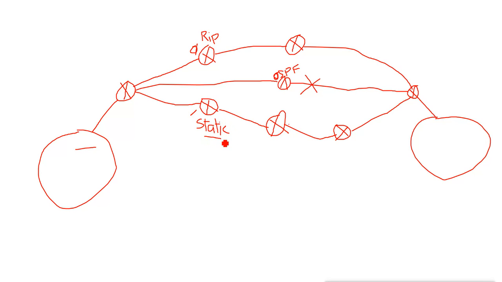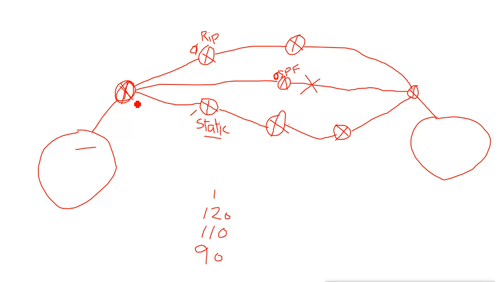Now the problem is what? This static route's administrative value is less than any of the protocols. Remember, the static route AD value is 1 and RIP is 120. If you configure OSPF, it is 110, and if you configure EIGRP, it is 90, IGRP 100.